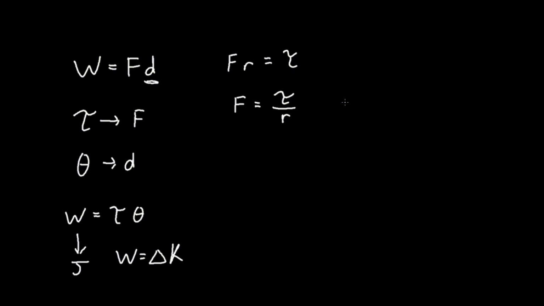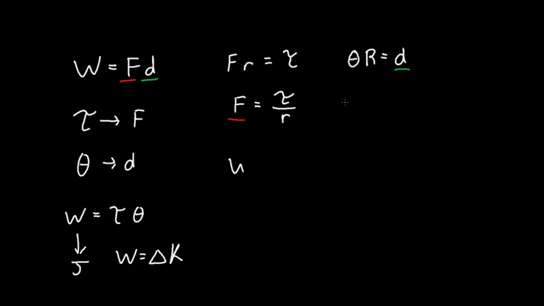Now, how about distance? Well, displacement or distance is equal to radians times the radius, and you will get the distance. So if you want to isolate distance, it's already isolated in this problem. So let's substitute in our values for force and displacement.